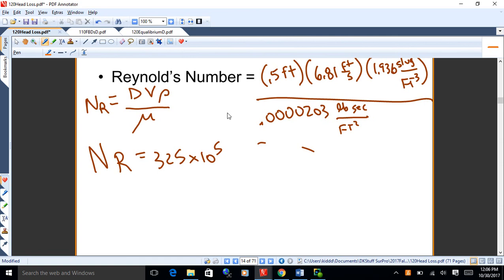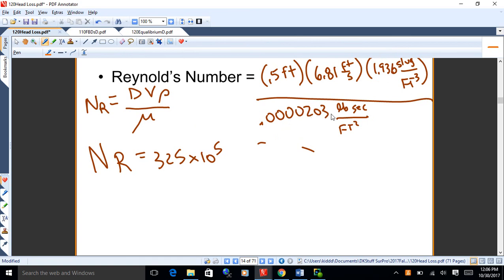So the Reynolds number is the diameter of the pipe in feet. A 6-inch pipe is a half-foot diameter. 6.81 feet per second for the velocity. Density is 1.936 slug per cubic foot, and then viscosity is 0.0000203.